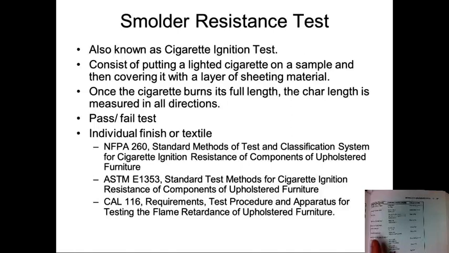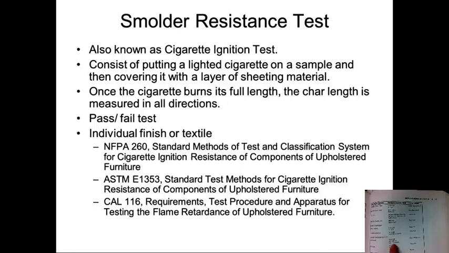It is a pass-fail test, and so for individual finishes or textiles, it's the NFPA 260 methods of test and classification for cigarette ignition resistance of components of upholstered furniture. And then you have the ASTM E1353, resistance of components of upholstered furniture. And then the CAL 117.